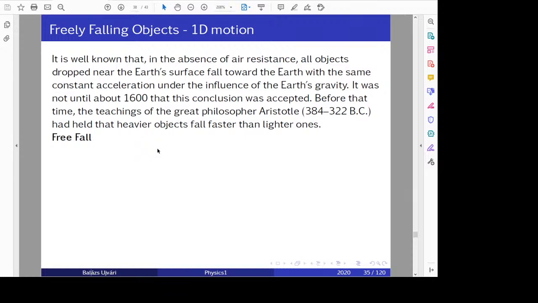Why was it so hard to believe that bodies independent of their mass fall down with the same acceleration? You will see it in this video.